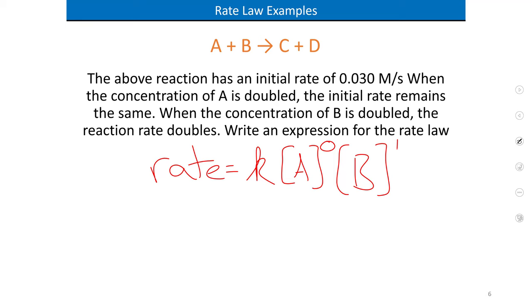And then, if I was writing this rate law out, what's A to the zero? What does that simplify to? One. Just one. Do we even need to write it? Do we even need to write the exponent for one? Implied, we don't write an exponent, right? So this is the simplified version of the rate law.